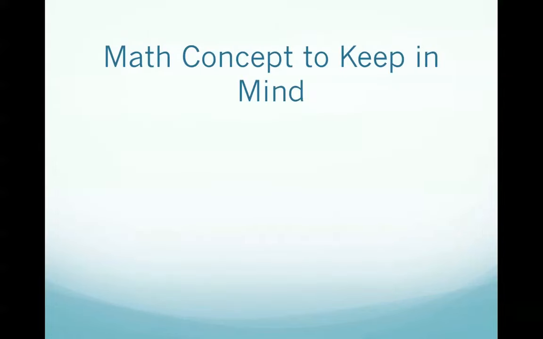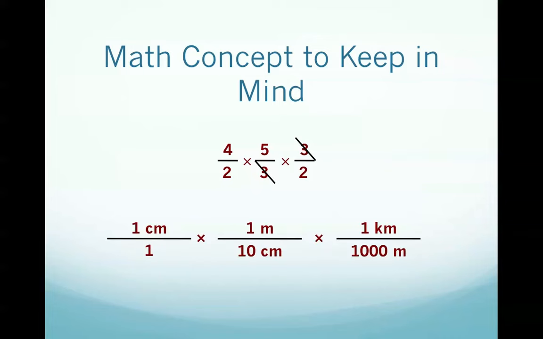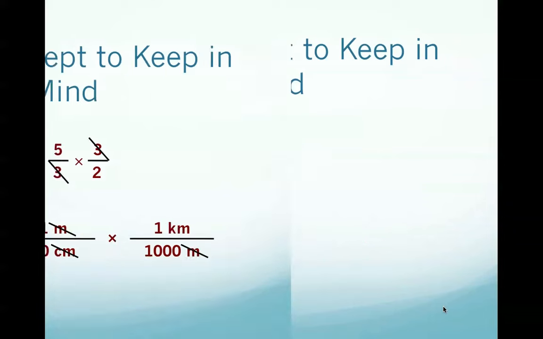Two math concepts that I want to point out to you, just to bring this back up into your mind so it helps make these conversion factors and dimensional analysis a little bit easier. If I give you this problem, I think most of you would notice the 3's in the numerator and denominator and know that you can just cancel those out. Same thing with units using dimensional analysis. If I have centimeters in the numerator and denominator, or meters in the numerator and denominator, I can cancel them out and be left with kilometers. So keep that in mind for this dimensional analysis.